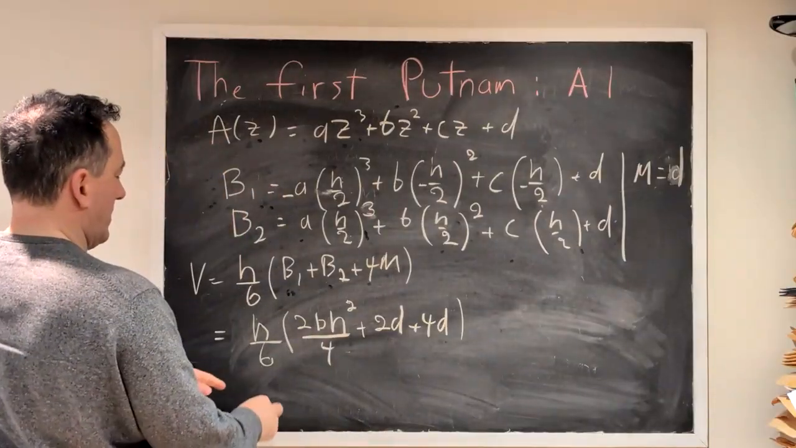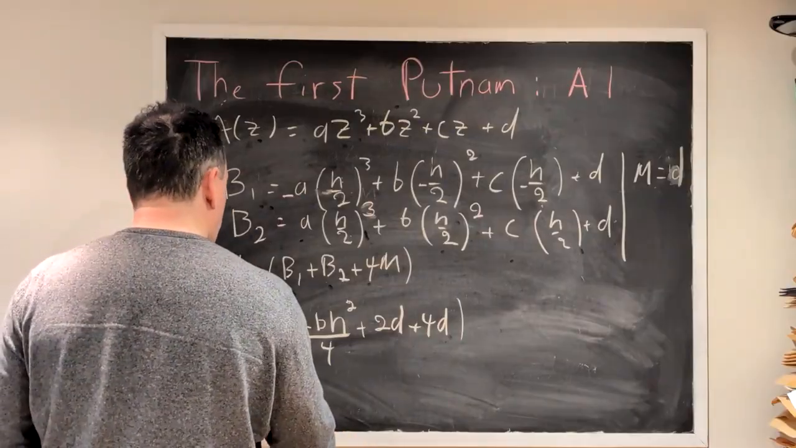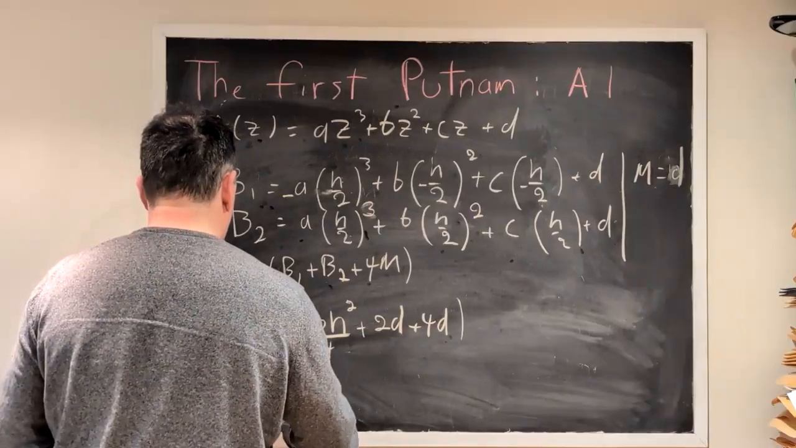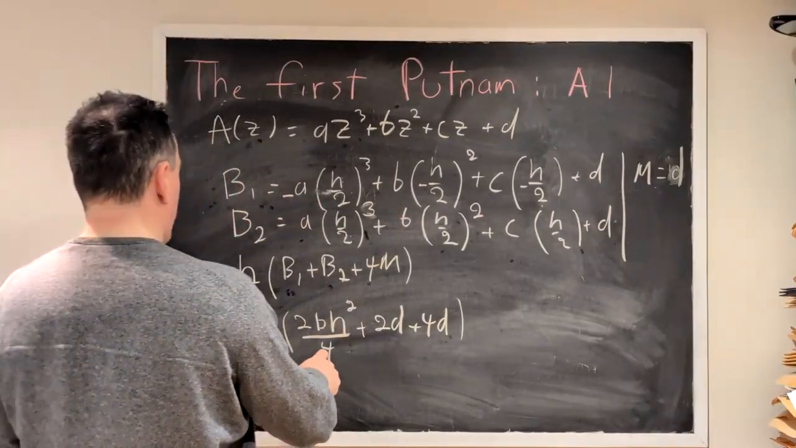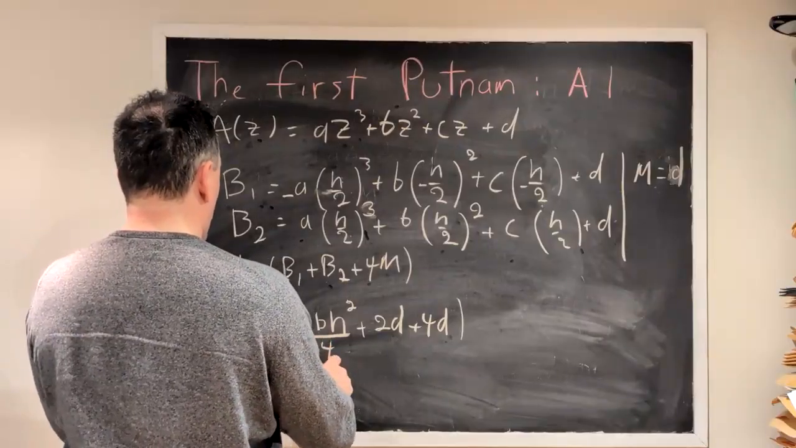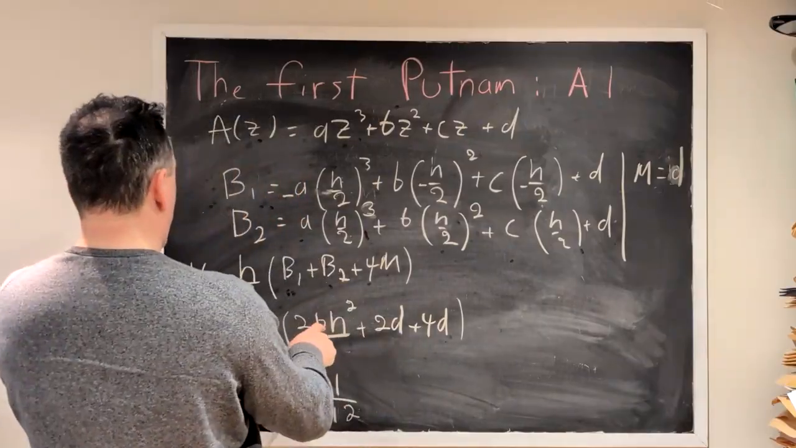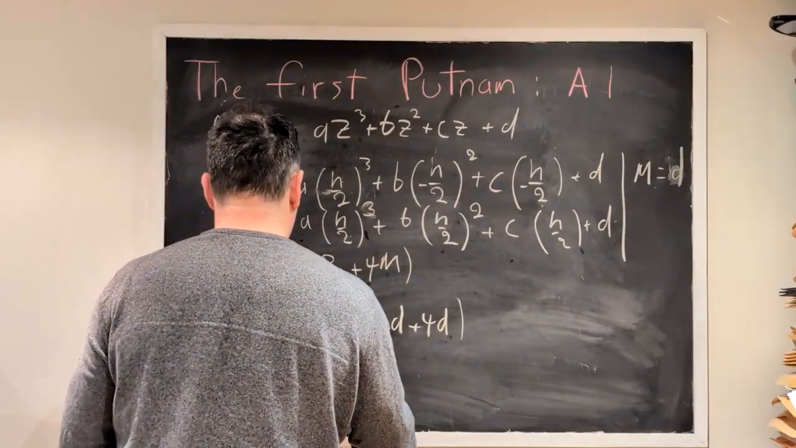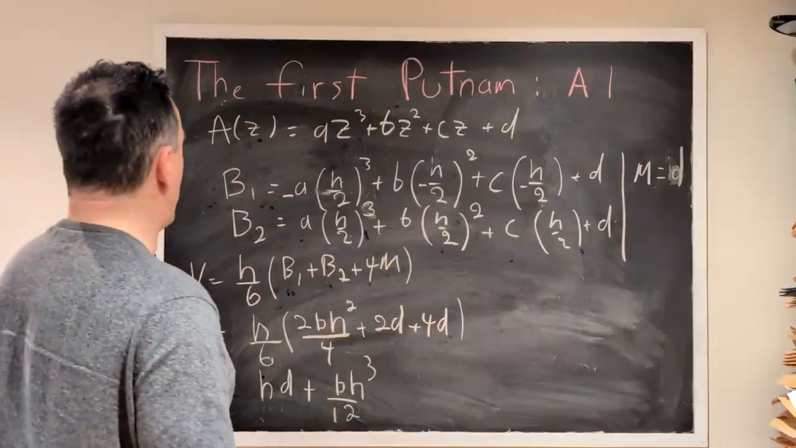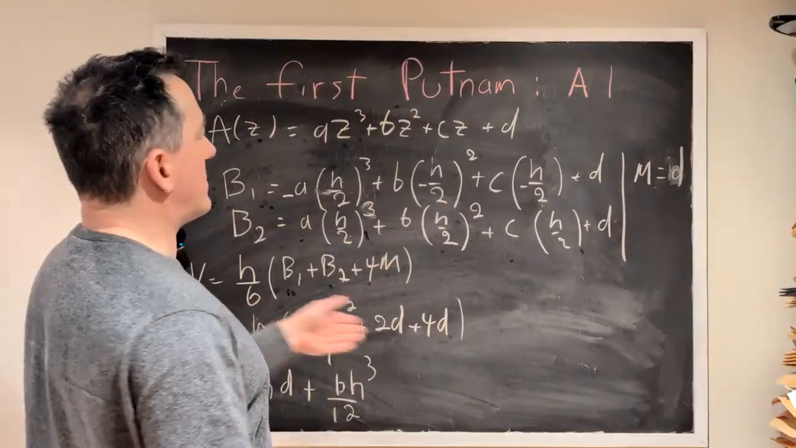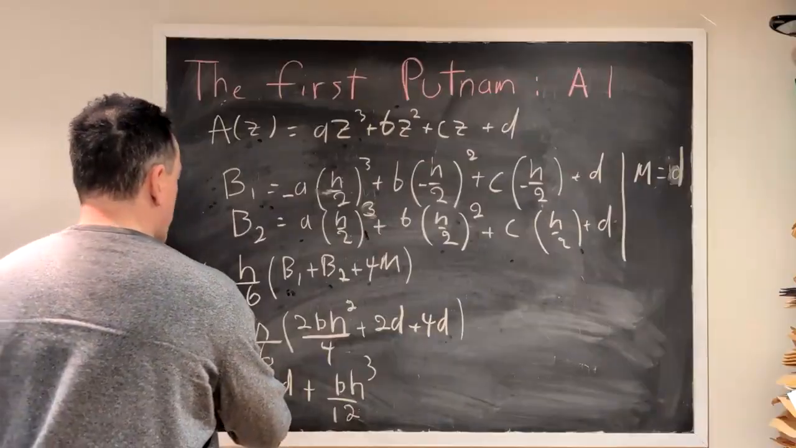And a bit of algebra, we'll see that these 6's will cancel each other, so it's hd plus, here we have 2 over 24, which is 1 over 12, and we have bh to the third. So this is the first result we get, and we want to prove that this is equal to the volume of our solid, which we'll calculate on the next board, so I will reproduce this result.